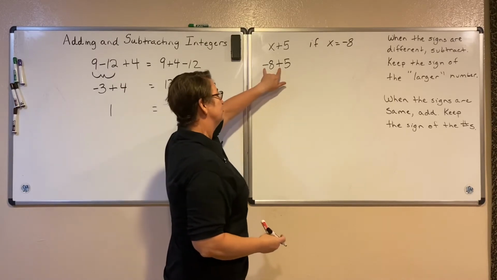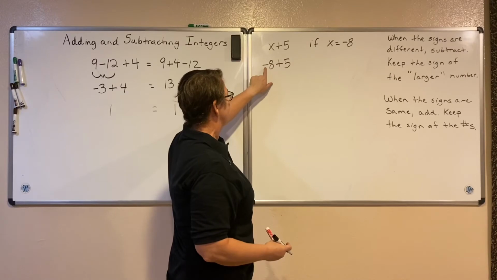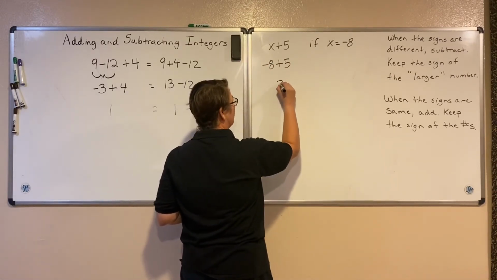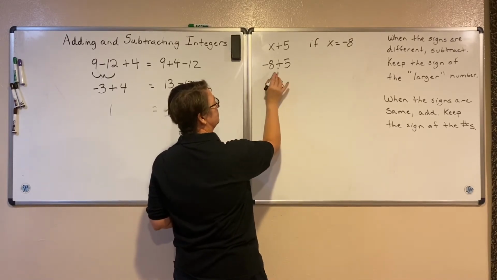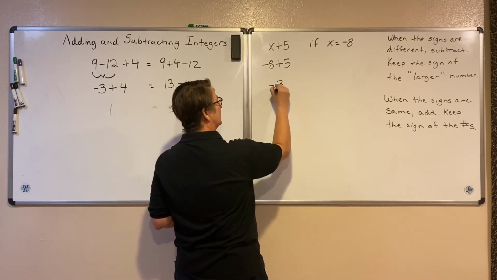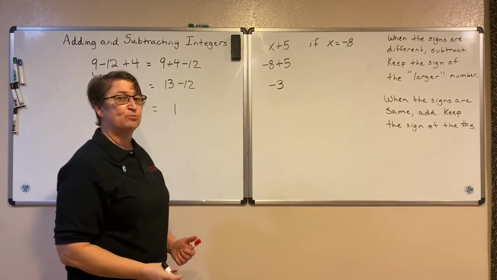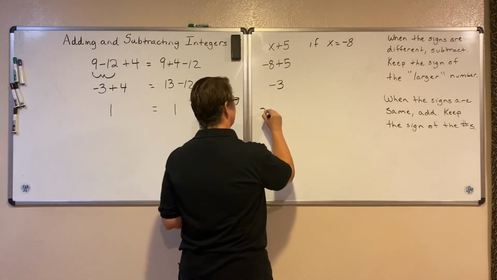Their signs are different, so I'm going to subtract. I start in negative land. I walk towards positive land. So I ended up at 3, but I didn't quite make it to positive land because 8 is bigger than 5. So I keep my negative number. You can always draw a number line to help you. That's okay to do. Let me do one more.